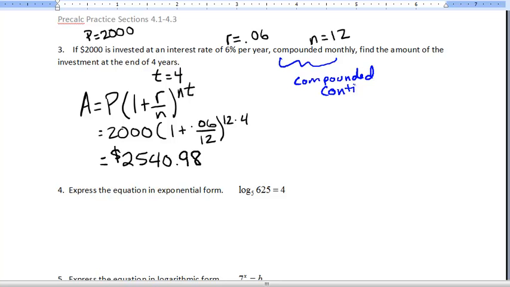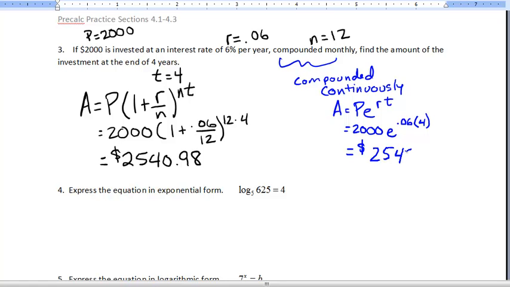Continuously. And if that's the case, we're going to use A equals P e to the RT. Well, again, plug in what you know: 2,000, e is the number e, to the 0.06 times 4. Plug all that information into your calculator and you get $2,542.50. And that's our answer if it's compounded continuously.